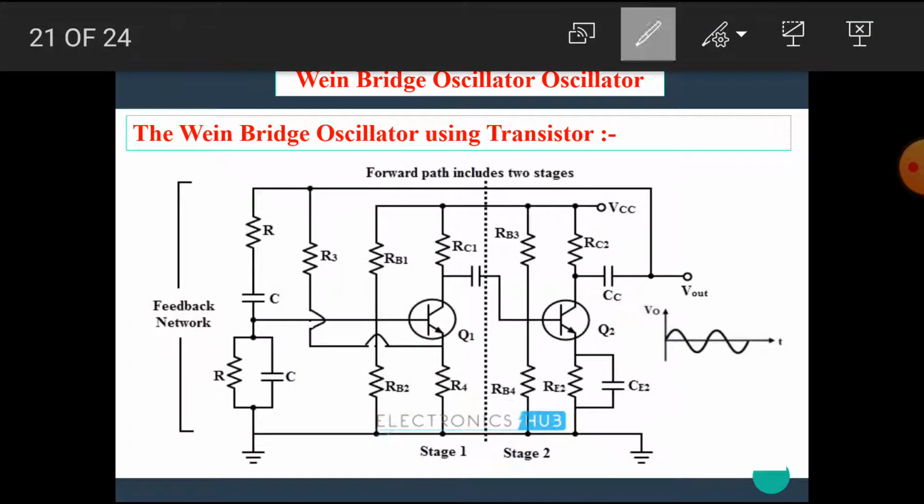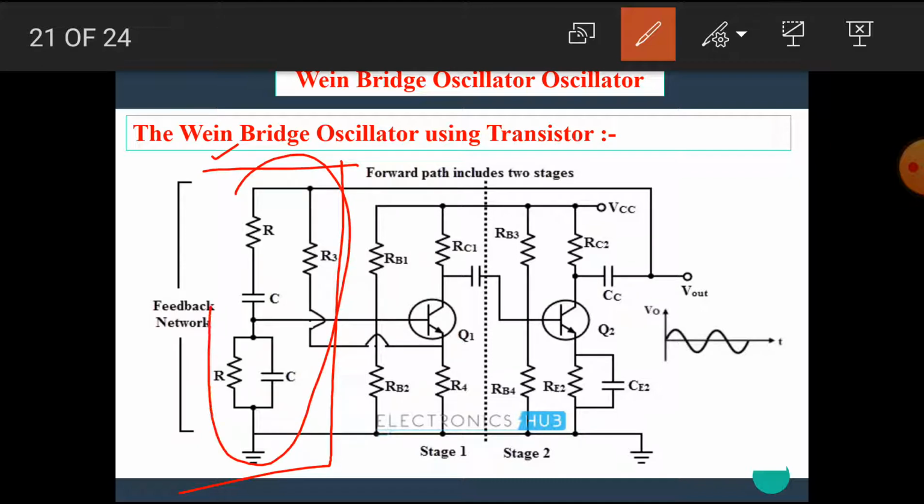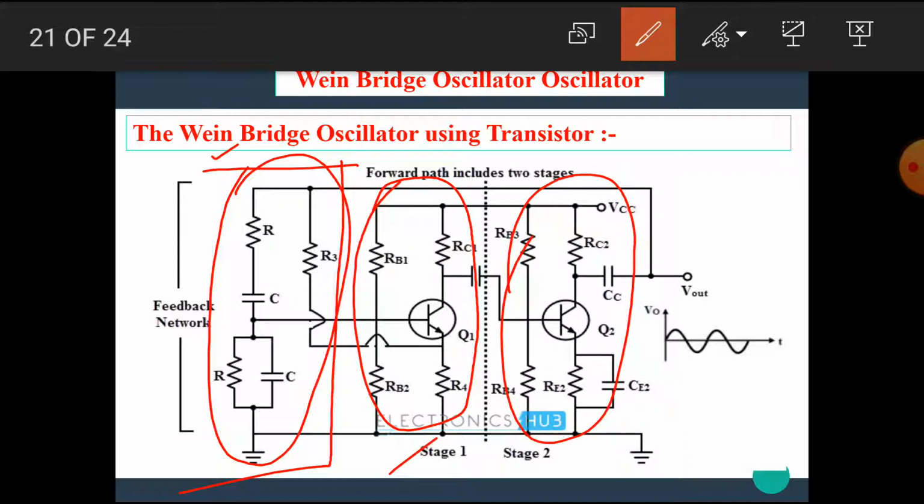Using transistors we can also design the Wien bridge oscillator. Here this part is similar to the Wien bridge oscillator using an op-amp. This is the Wien bridge, and here the transistor is used as an amplifier. This is stage first and this is stage second.